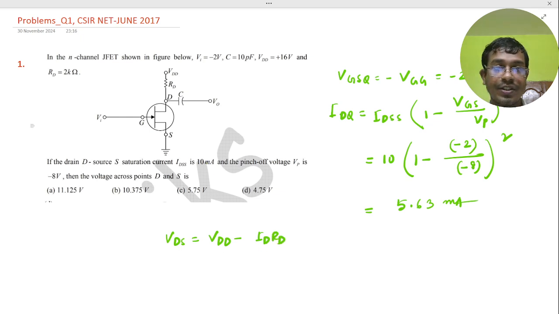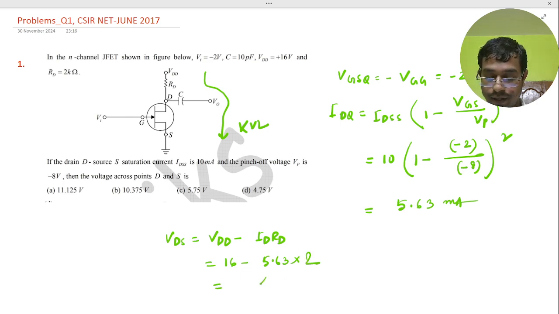We just discussed this theory. VDS is basically VDD minus ID RD, because we apply KVL in this loop, and after that we put the values: 16 minus 5.63 times the RD value 2. Just calculate and get the result 4.8 volt. So basically 4.75 is nearly equal to 4.8. D would be our correct answer.